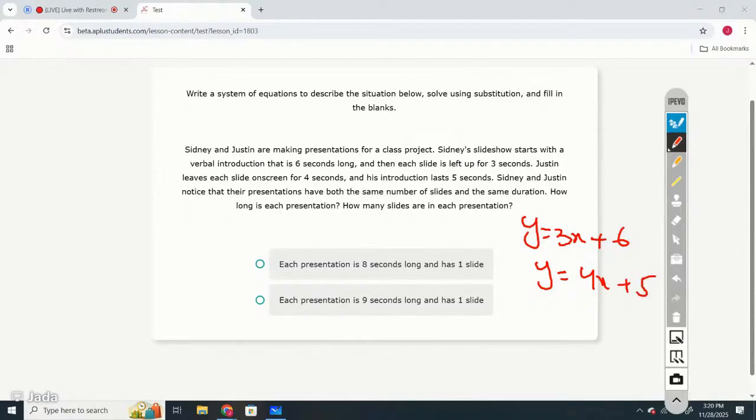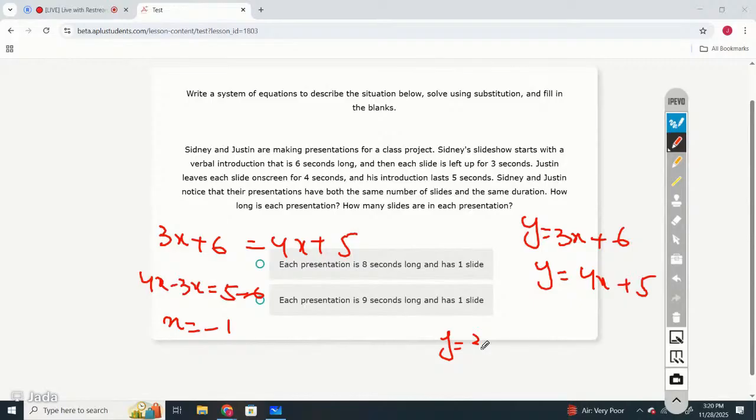Sydney and Justin notice that their presentations have both the same number of slides and same duration. How long is each presentation? How many slides in each presentation? We need to calculate the slides and how long the presentation is, right? So both of the equations are equal to y, so that means they are exactly equal. Let's just solve it for the variable x. 4x minus 3x is equal to 5 minus 6. So that is x equals negative 1, right? Now you can replace x in any of the equations and calculate the value of y.